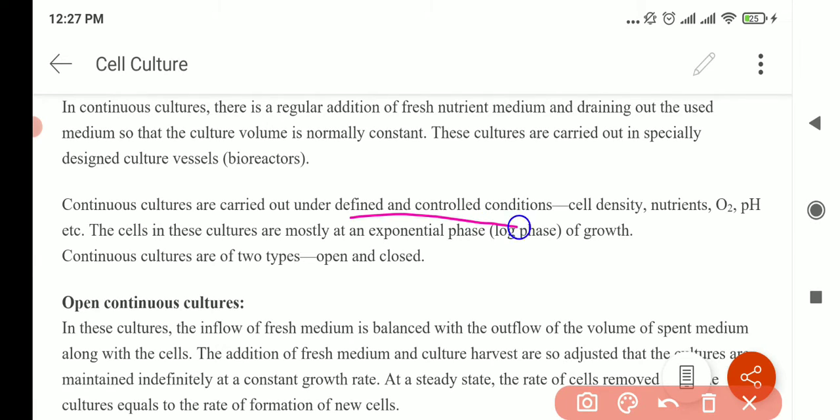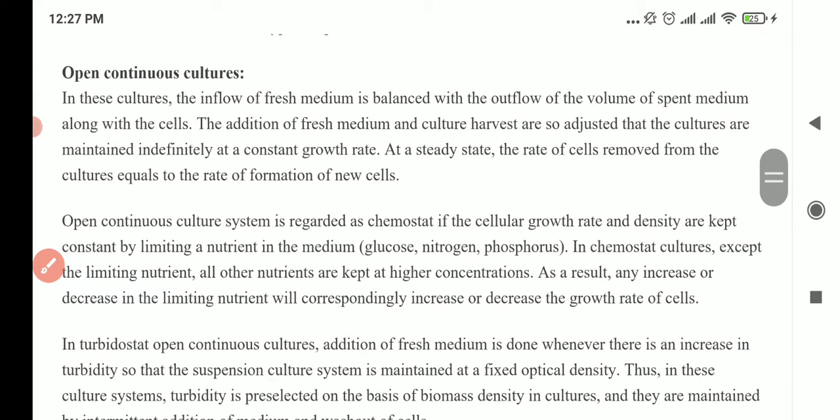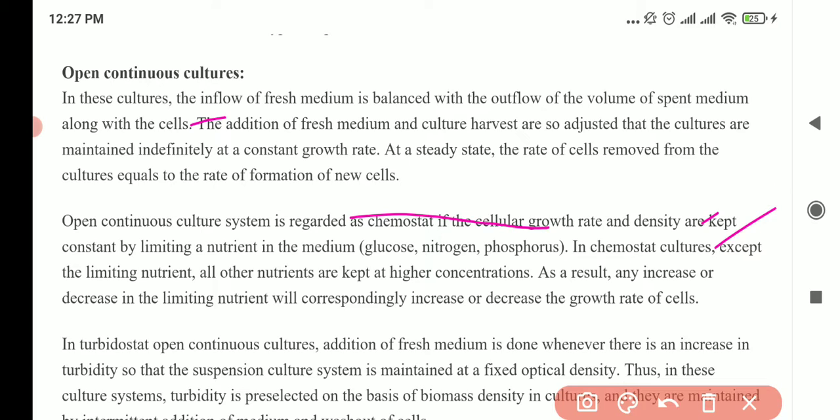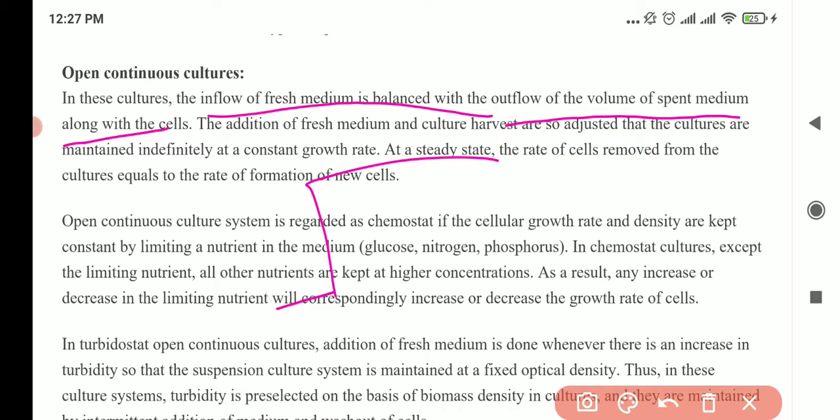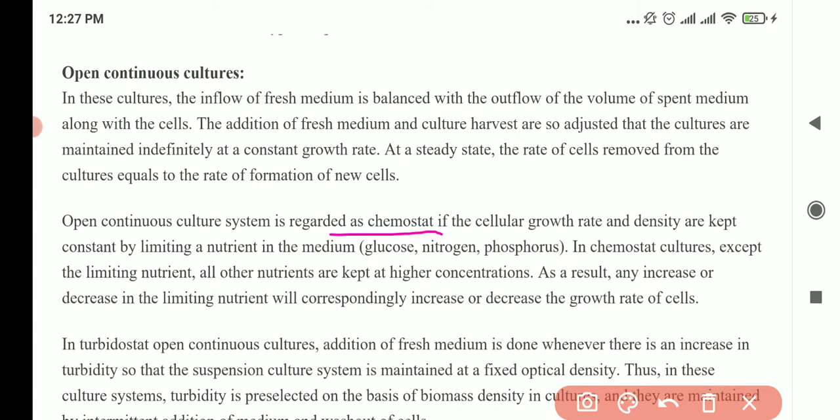So it is done under controlled conditions, where they maintain the oxygen, the pH. Then let's look at the next one, open continuous culture. So there is inflow of fresh medium in balance with the outflow of the volume of spent medium with the cells. So in this one the input is equal to the output. So that is your open continuous culture, regarded as a chemostat, like a thermostat, where you regulate the temperature. So chemostat means it will regulate the chemical components.